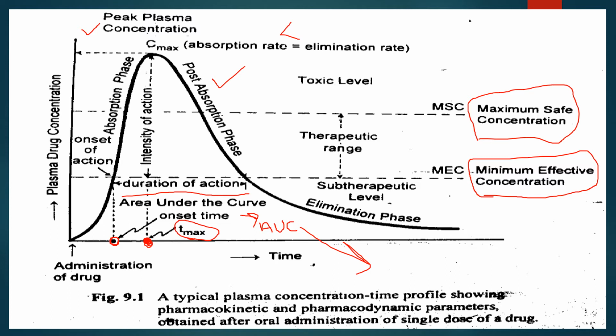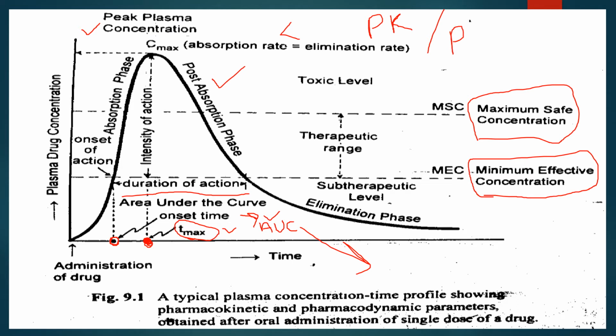These are the pharmacokinetic parameters: peak plasma concentration, Tmax, as well as the AUC. These three parameters are the pharmacokinetic parameters. Okay, now we have to move towards the pharmacodynamic parameters.